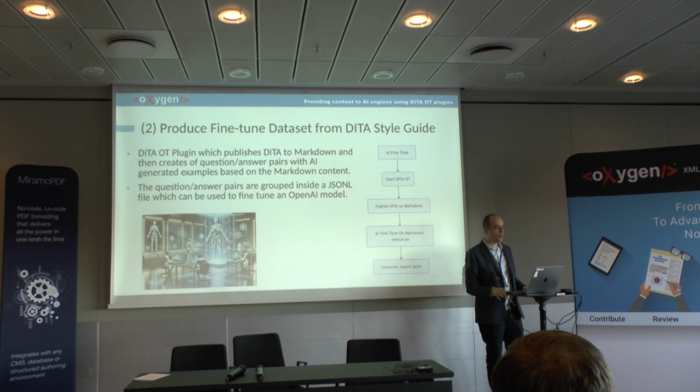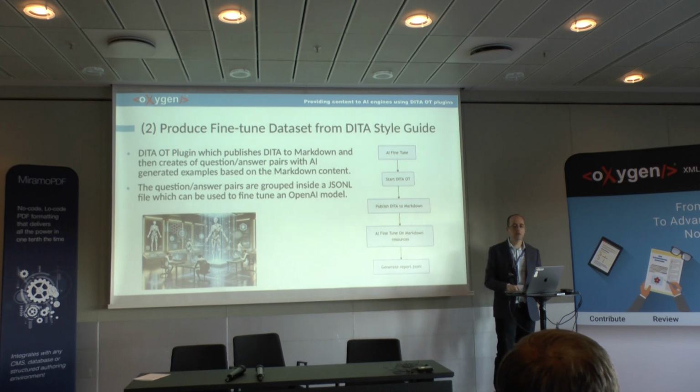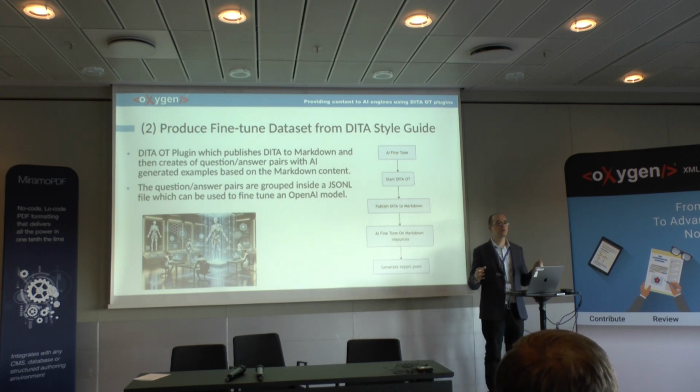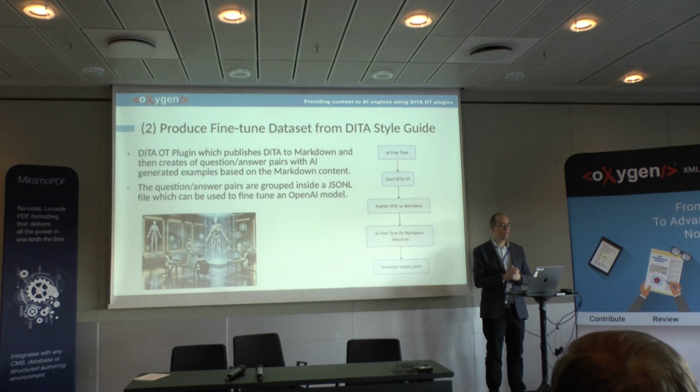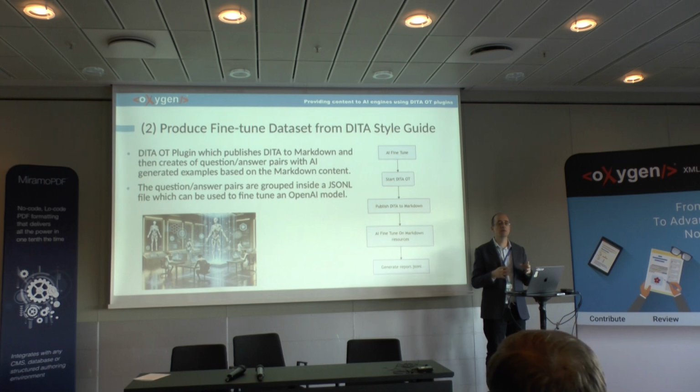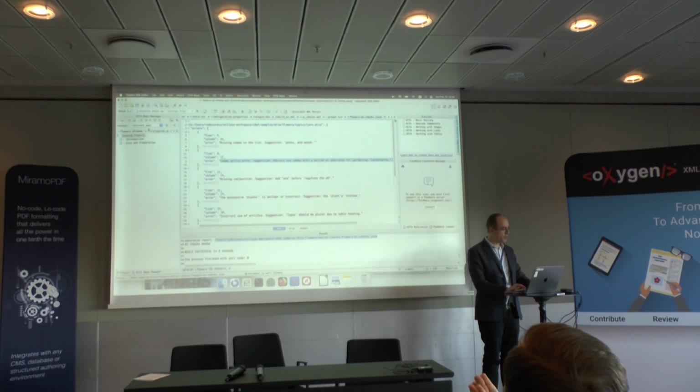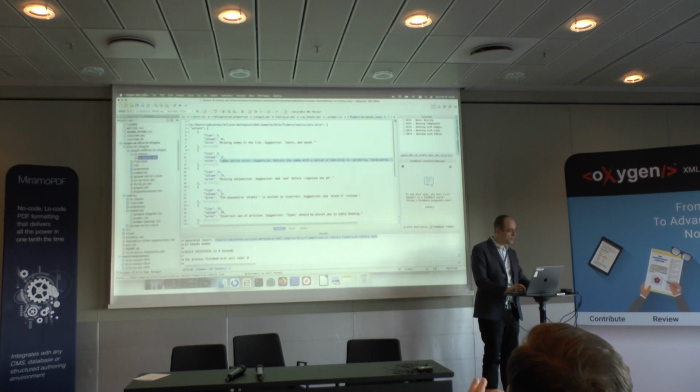Another use case we found was to produce a fine-tuned data set from a style guide. So the AI engine is quite generic. It's trained on generic data, which is not your user's manual. And also you have an internal style guide in your company, which says use this syntax, not that. So you have a terminology maybe. So with the fine-tune, you can tune the AI engine to better match your company's style guide, for example. So, for example, how does this work?